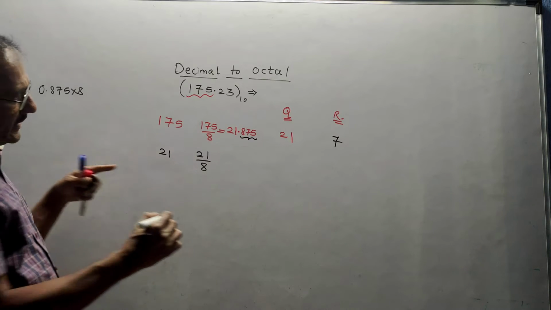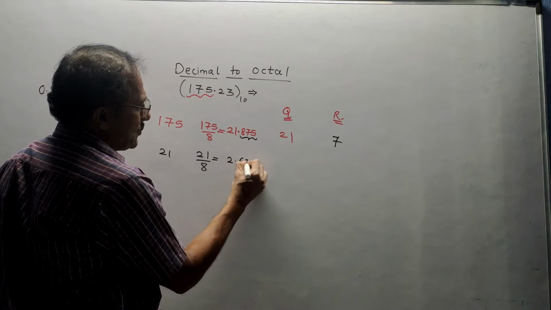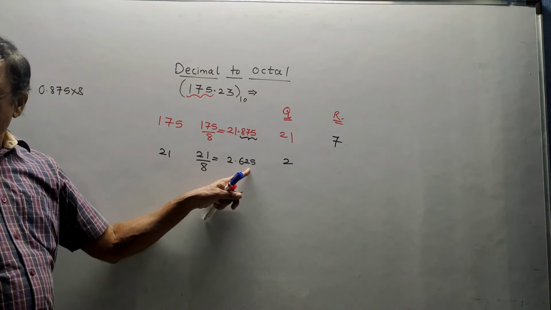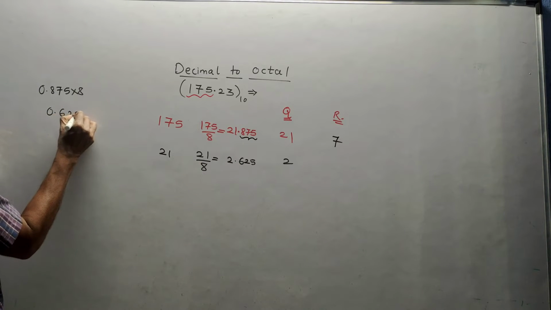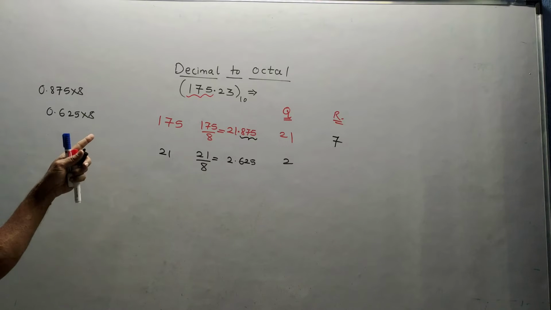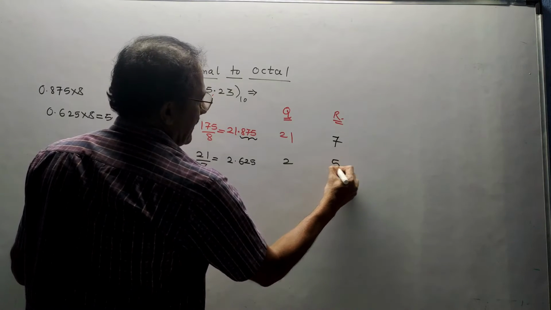Again you will be doing it on the calculator. So the answer will be 2.625. So the quotient is 2. What about the remaining part? Like the previous case, 0.625. I will write it over here. This is the remaining part into 8, because this is the octal number. So perform this calculation on the calculator. So the answer is 5. This is the remainder part.